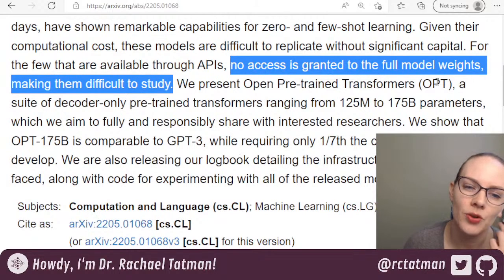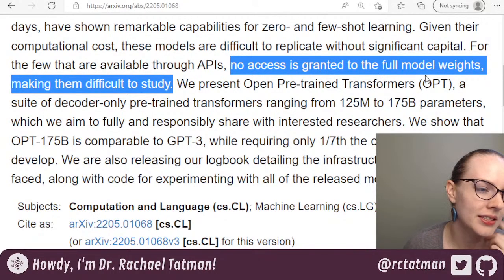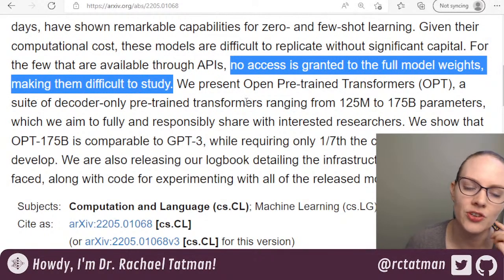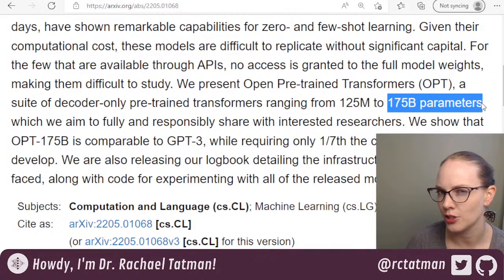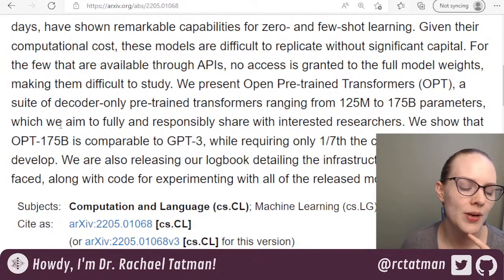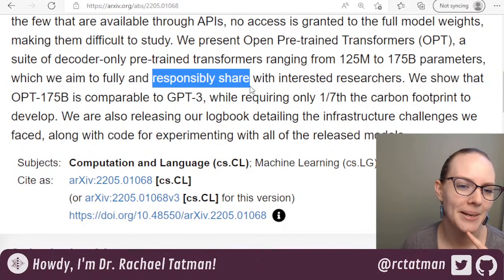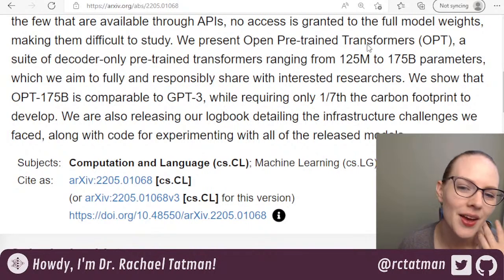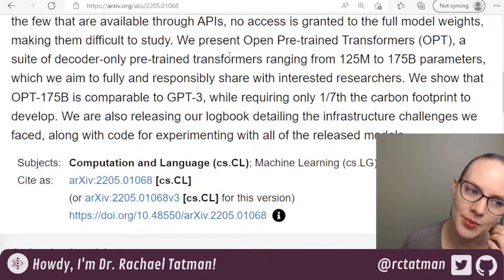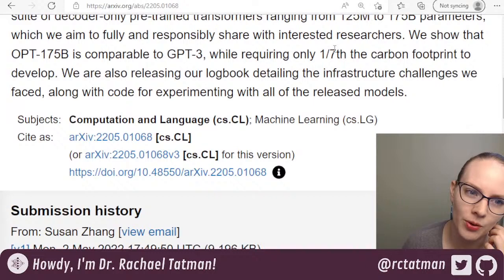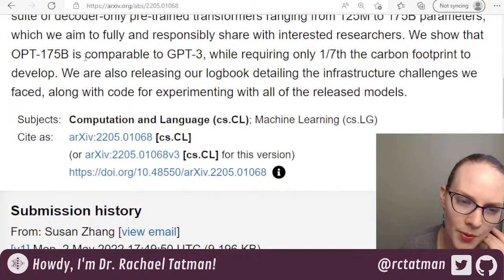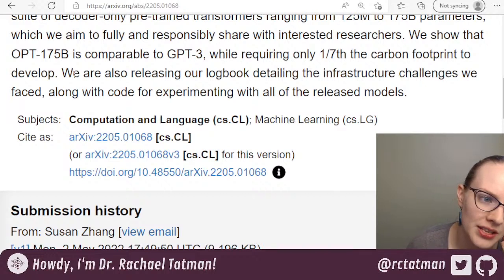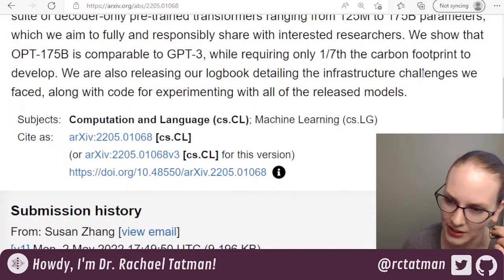We present Open Pre-trained Transformers, OPT, a suite of decoder-only pre-trained transformers ranging from 125 to 175 billion parameters, which I think is right where GPT-3 is, if I remember, which we aim to fully and responsibly share with interested researchers. We show that OPT 175B is comparable to GPT-3 while requiring only 1/7 of the carbon footprint to develop. We are also releasing our logbook detailing the infrastructure challenges we faced, along with code for experimenting with all of the released models.